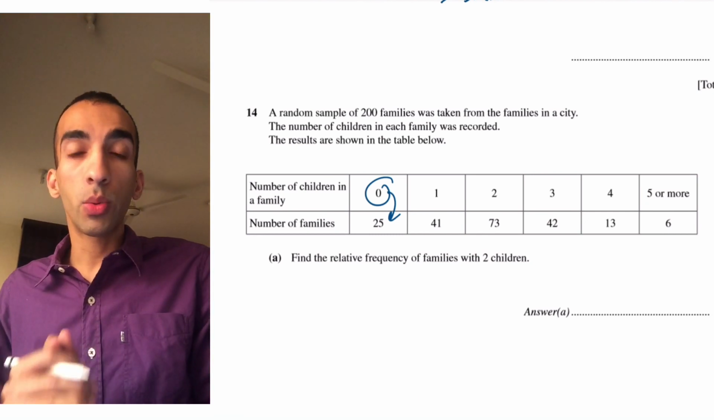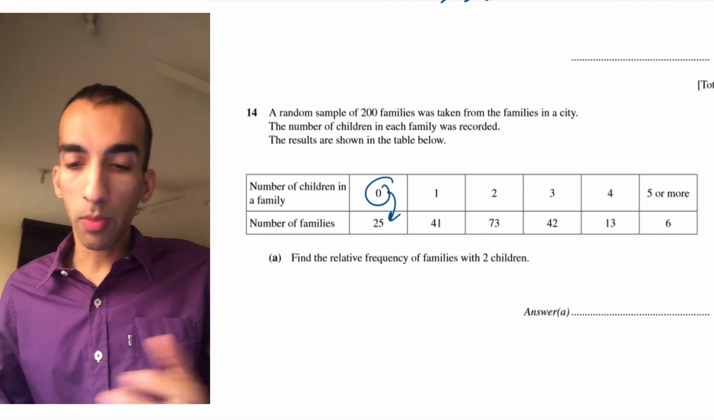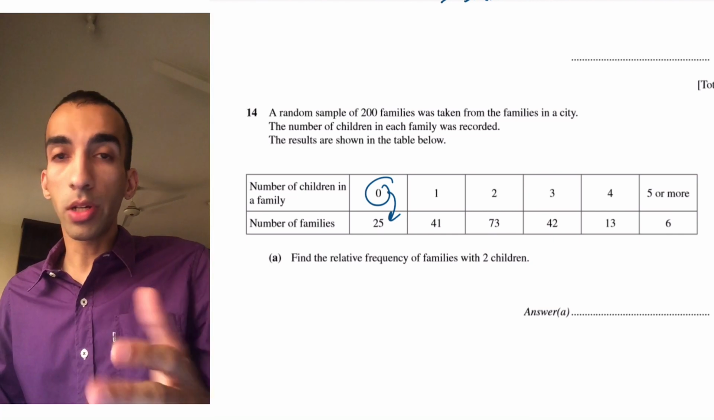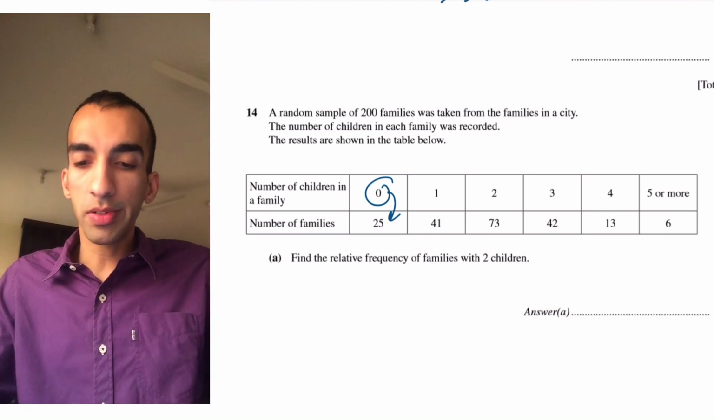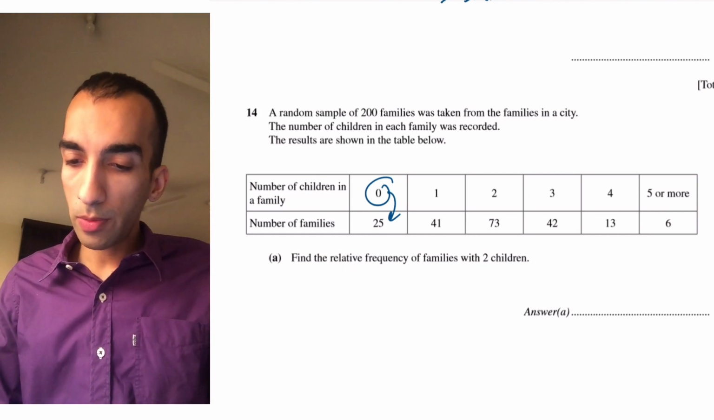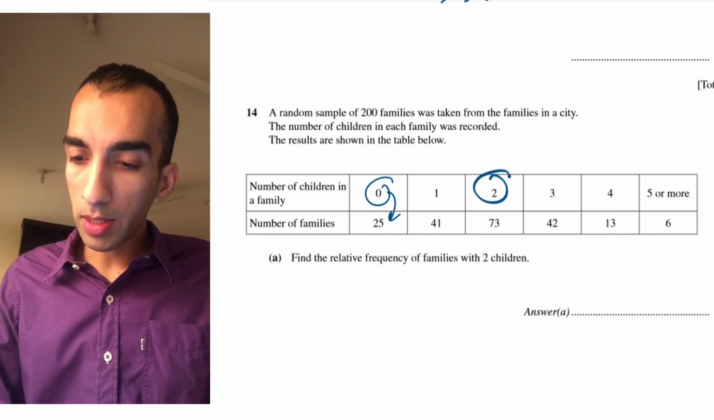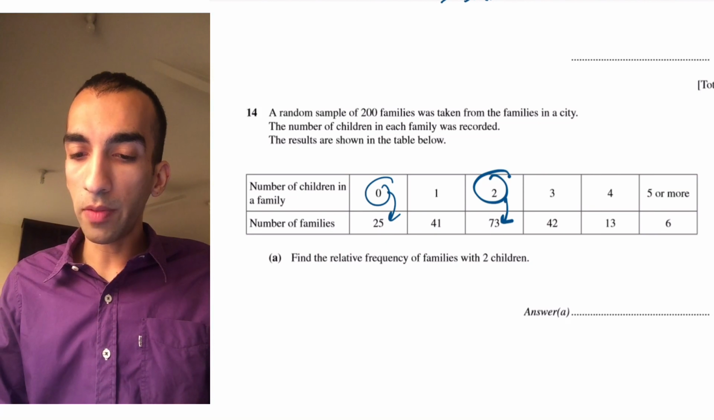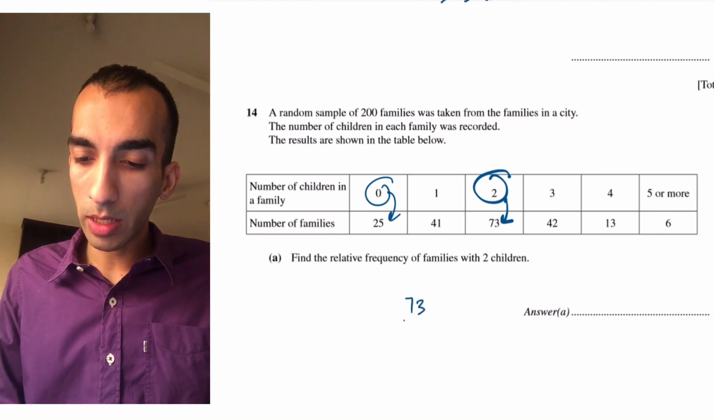Find the relative frequency. Once again, relative frequency refers to experimental probability of families with 2 children. So if you carried out an experiment, it's relative frequency or it's probability. Find the relative frequency of families with 2 children. So this number would represent families with 2 children, and relative frequency basically means probability.